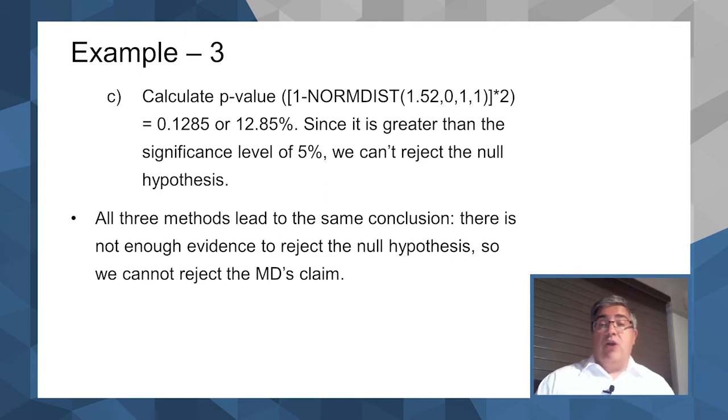In this case, we've got a p-value of 12.85%, and we compare it with a significance level of 5%. And because the p-value of the data is more than 5%, we cannot reject the null hypothesis. And therefore, because we can't reject the null hypothesis, we cannot reject the claim that the average spend is 82 based on the sample that we collected.